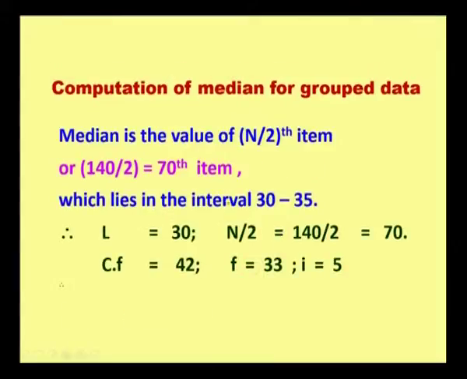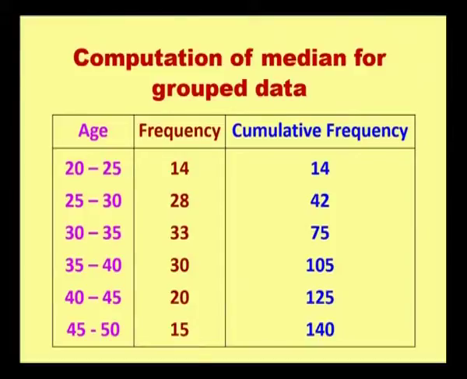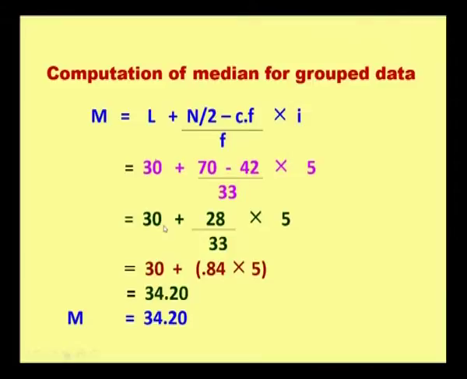As we have already discussed, the median is lying in the interval 30 to 35, and therefore exactly 34.20 is lying between 30 to 35, and as we have already seen, it is the median class. And therefore, my dear friends, by using this formula, we can find out the median for grouped data.